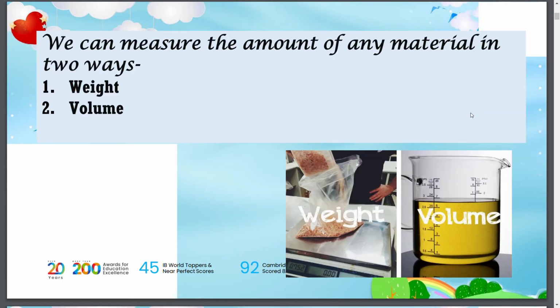So we can measure the amount of any material in two ways, which are weight and volume. This is called weight and this is called volume. Volume is where it takes up space. Weight is how heavy it is.